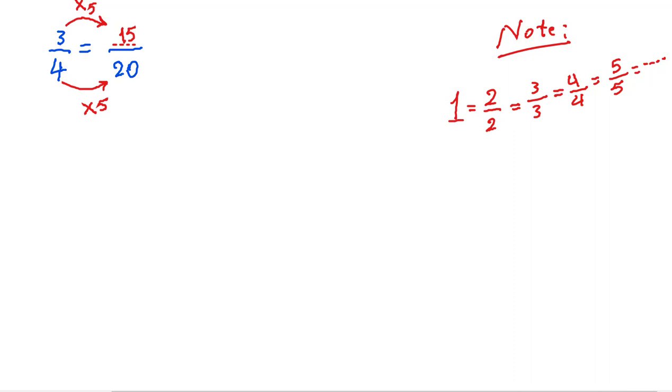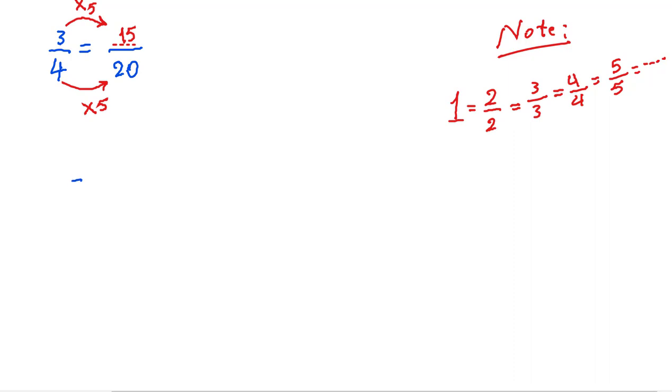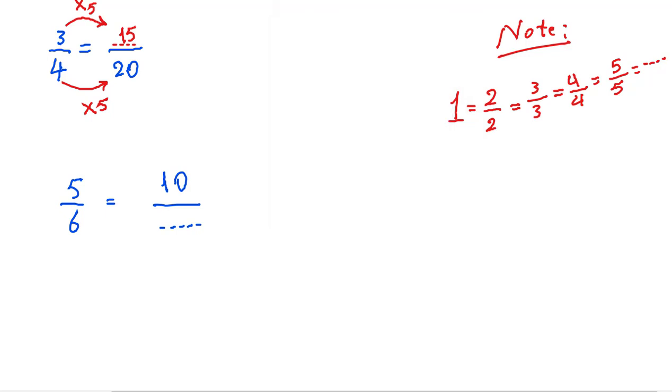What about, okay, let's use another color. 5/6. And we have in the numerator 10, and down in the denominator we need the number. So, how do we think, my heroes? We should multiply the numerator and the denominator by the same number. What number are we multiplying by to get 10? We have 5 and 2. Yes, of course, we multiplied the 5 by 2. So, do the same for the denominator.